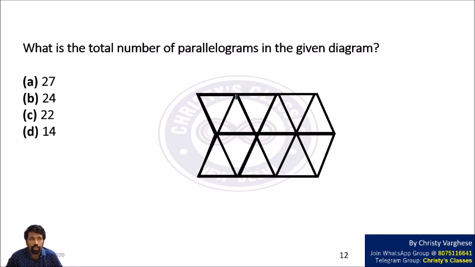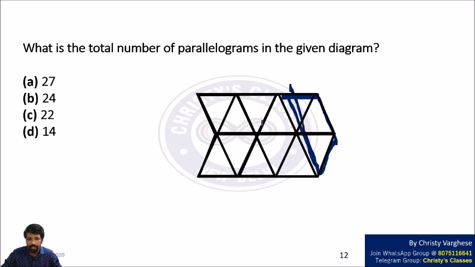This was asked in 2018. What is the total number of parallelograms in the given diagram? Here, rhombus is also possible, parallelogram is also possible. As I told, all rhombuses are parallelograms themselves. It is just a special parallelogram. But let me clarify, this is not a parallelogram. If anyone counted this as a parallelogram, that is wrong.